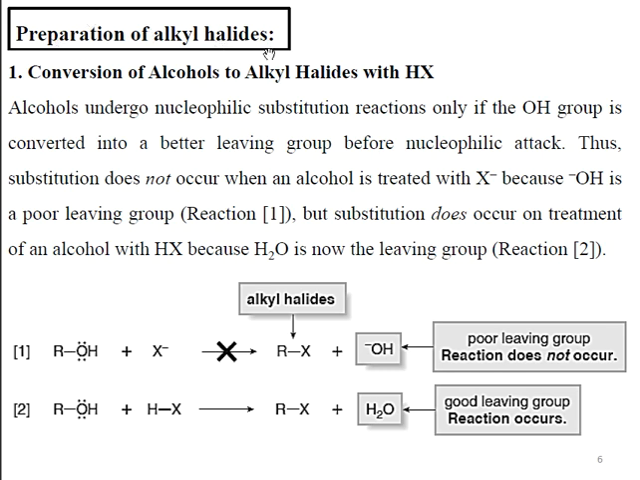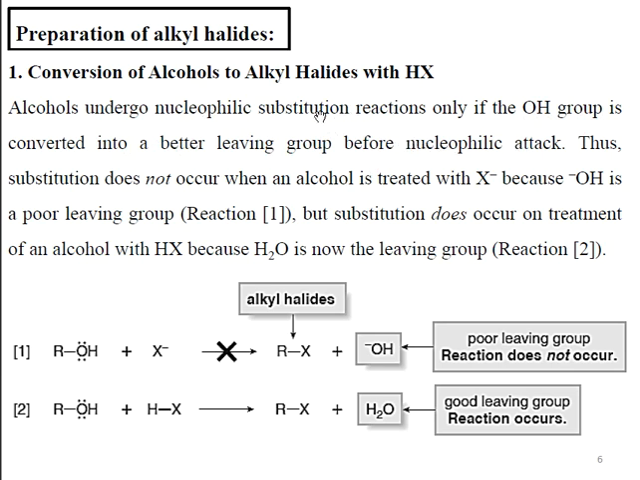Now, preparation of the alkyl halide. The first method to prepare the alkyl halide, if you don't have one, is to prepare it from alcohol. This is the conversion of alcohol to alkyl halide with HX. HX means an acid, like HCl. Alcohols undergo nucleophilic substitution reactions only if the OH group of the alcohol is converted to a better leaving group before nucleophilic attack.